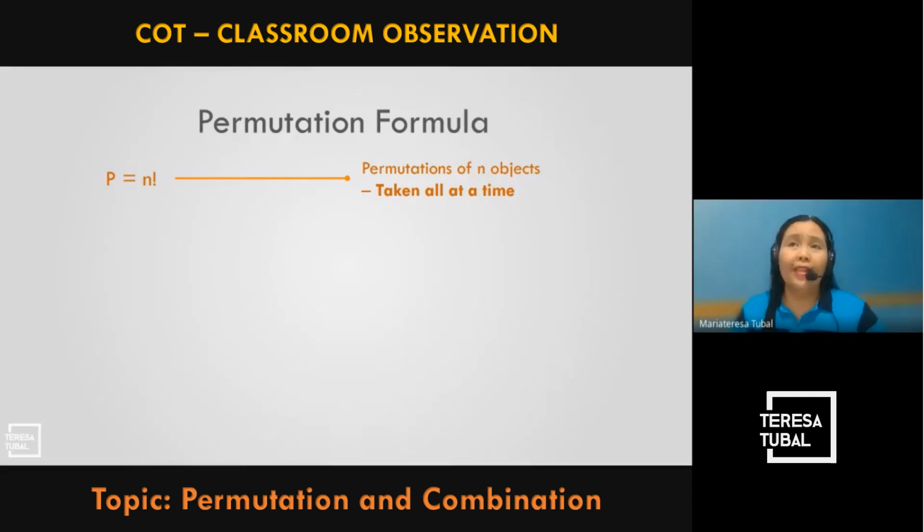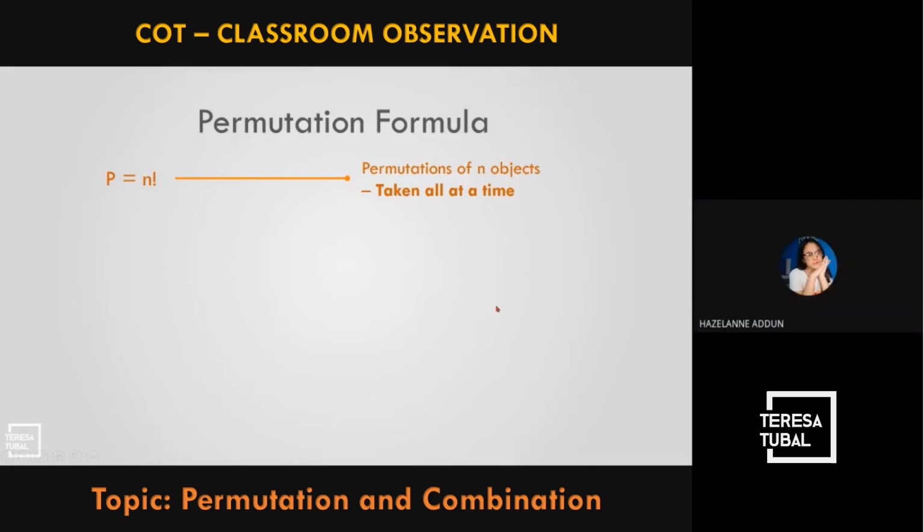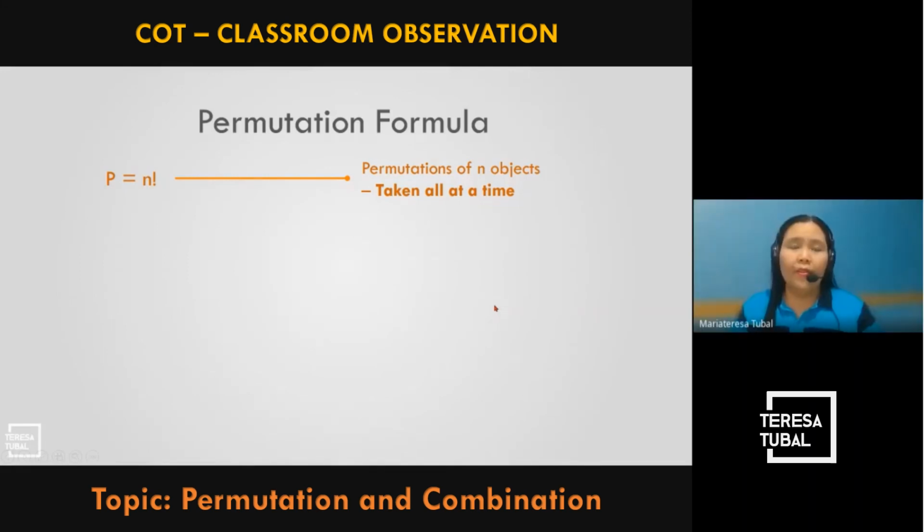Yes, Samantha? So, yes, Hazel? P equals n factorial po. Okay. So, correct. That is P, it is equal to n factorial. So, there's no restrictions. It means permutations taking all at a time.